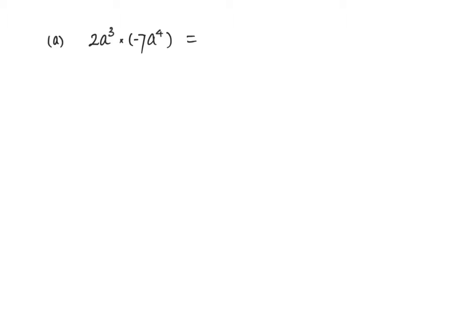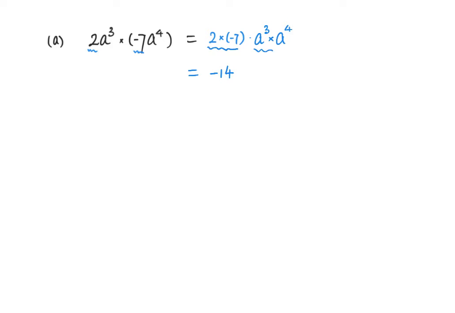2a to the power 3 times bracket negative 7a to the power 4. So here you just need to times the numbers together. You can use the number here, 2, and the number here, negative 7. So 2 times negative 7. So times the numbers first, and then a to the power 3 times a to the power 4. You can write it down, a to the power 3 times a to the power 4. So for the first part, 2 times negative 7 equals negative 14.